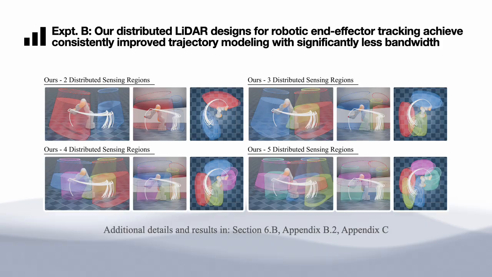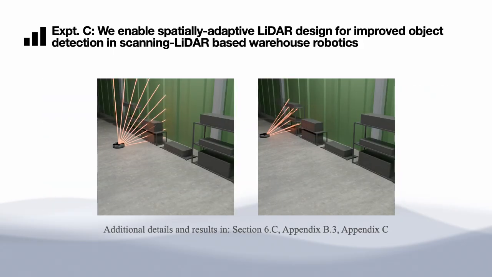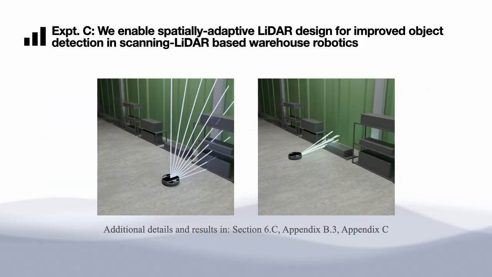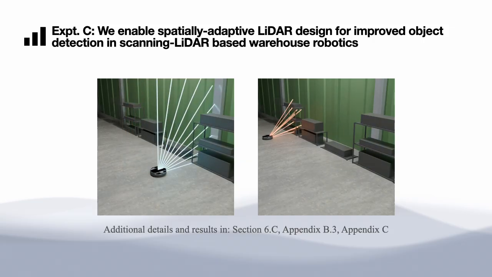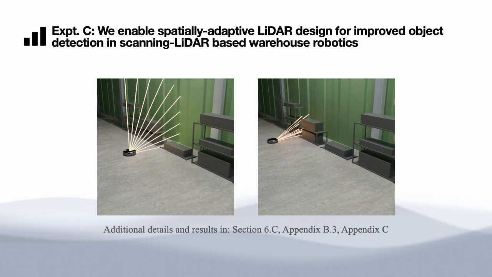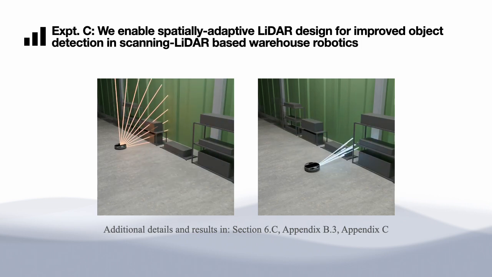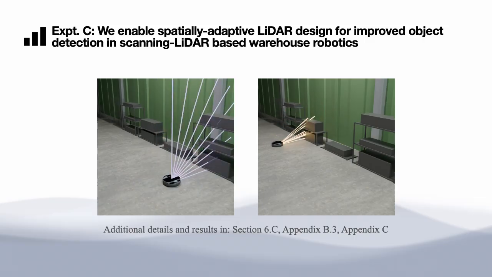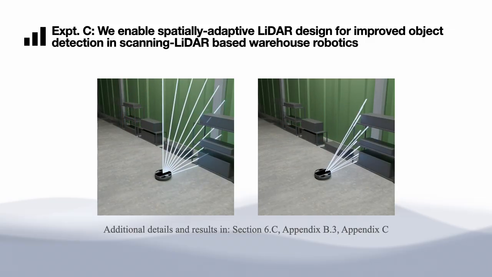In experiment B, we show that our technique is capable of generating distributed, multi-sensor LiDAR designs for robotic end effector tracking. Importantly, our designs achieve consistently improved trajectory modeling with significantly less bandwidth required, and are able to conform to the variations in scene motion. In experiment C, we show further that our computational LiDAR synthesis approach is capable of modeling and generating spatially adaptive LiDAR designs. We show in a warehouse inspection setting that this allows us to create adaptive scanning LiDARs which can improve object detection while reducing ray sampling and bandwidth requirements.